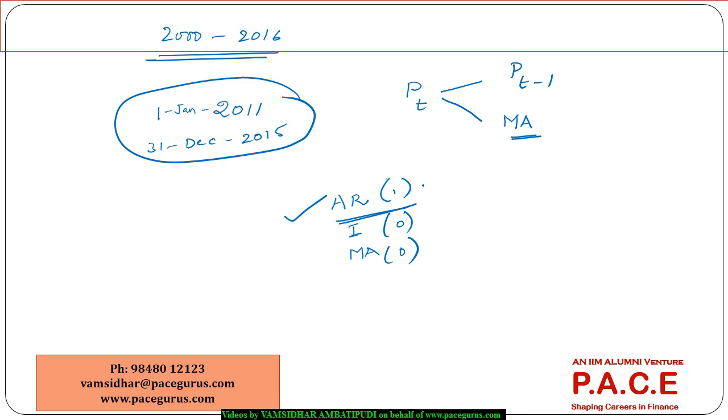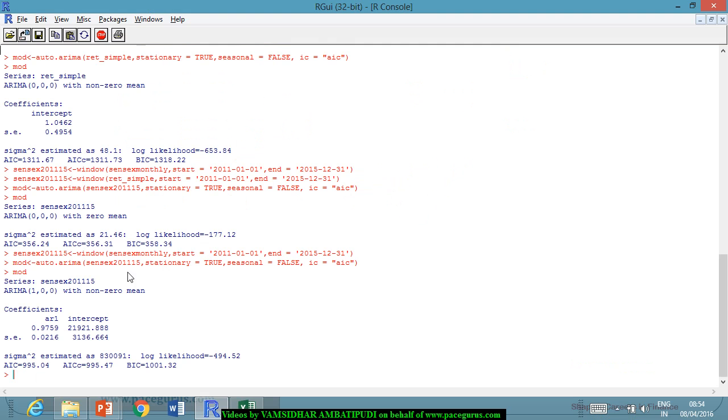So for this particular data, it is looking like the AR1 model is the best fit based on the Akaike information criteria, where the AIC value is 995.04. That is the best possible value that could come out, which had given me AR1 as the model. Right? So this is the best possible fitting model for this particular Sensex 2011-15 data.